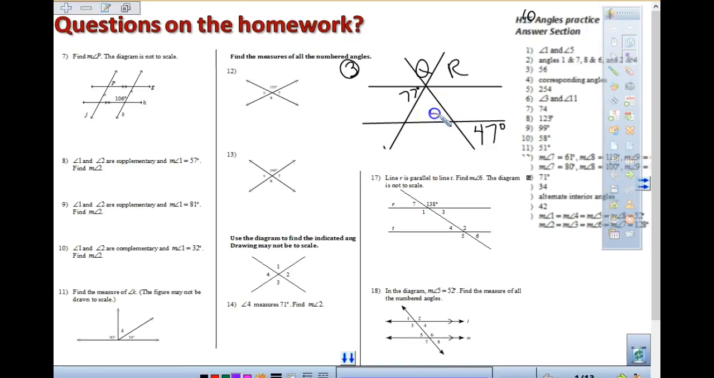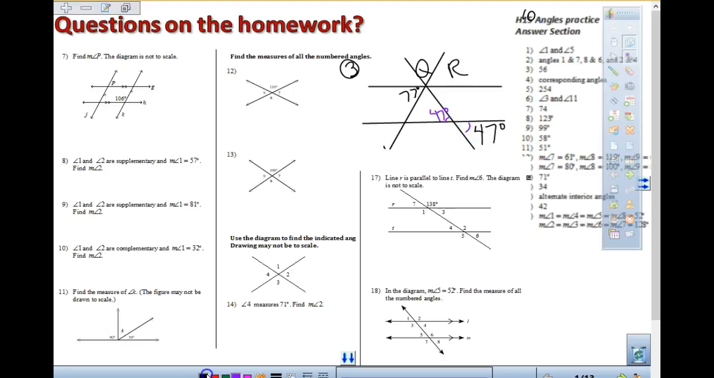Will they be the same in measure? 47 degrees, right? Because they are vertical angles. You've got to start looking at that vocab. And if you were gone yesterday, we did a lot with vocab. So those two are the same because they are vertical.